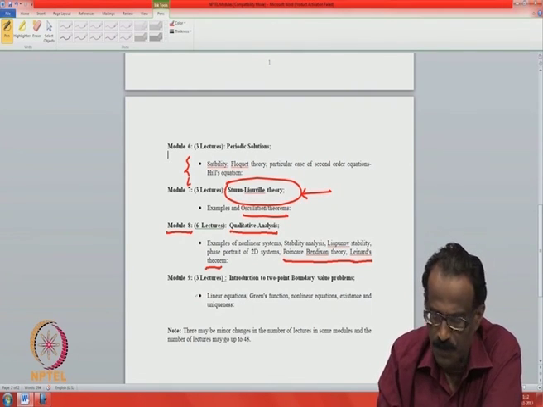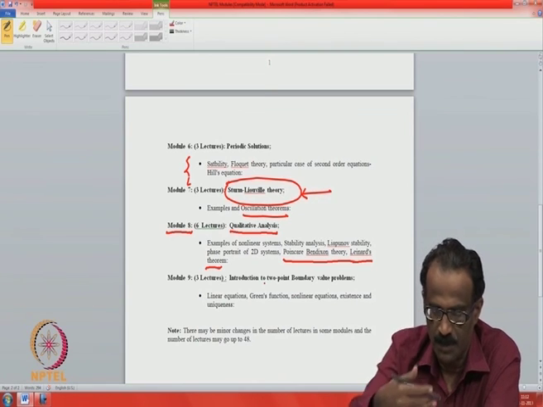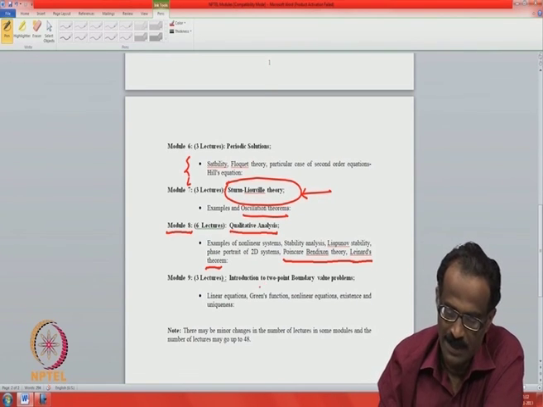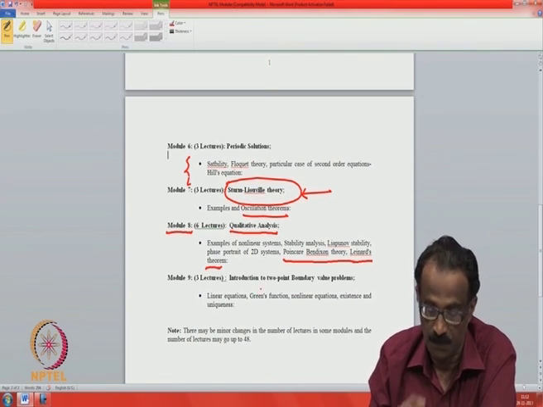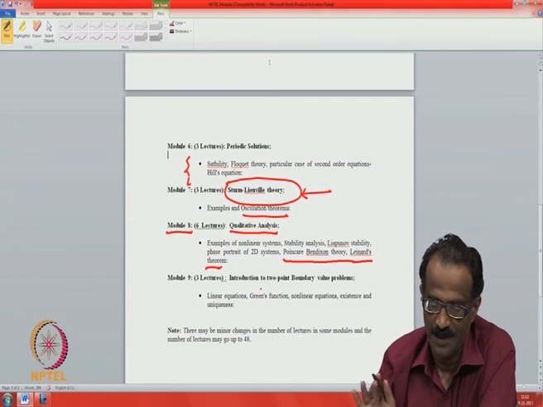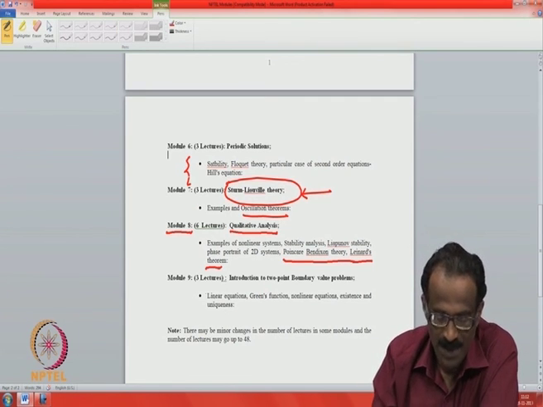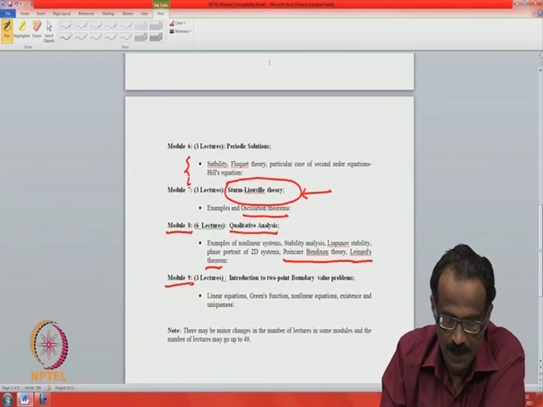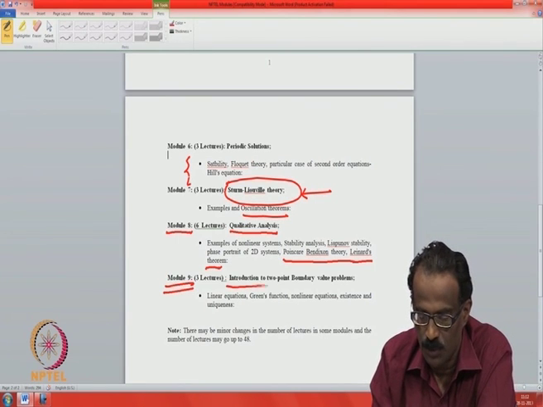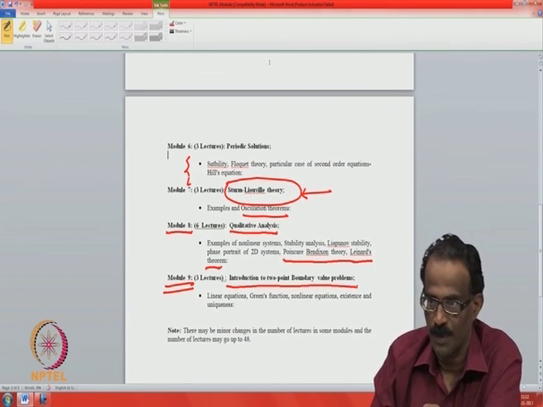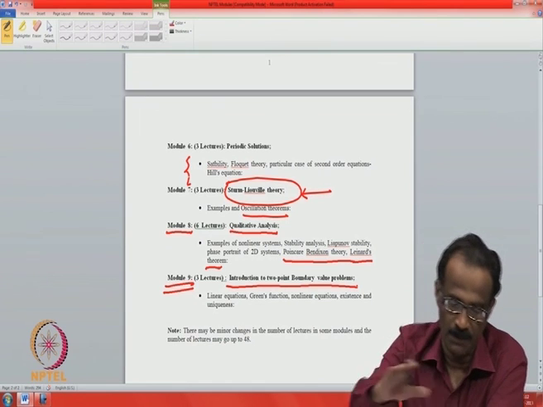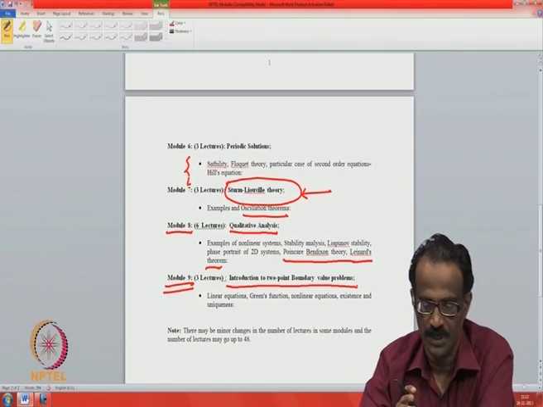We will also give a few lectures, but we do not spend too much time because it will go beyond the number of lectures we planned for a one semester course. It is difficult, but we will try to give a little bit of introduction to two-point boundary value problems, and that is what we are planning to do in this entire course.